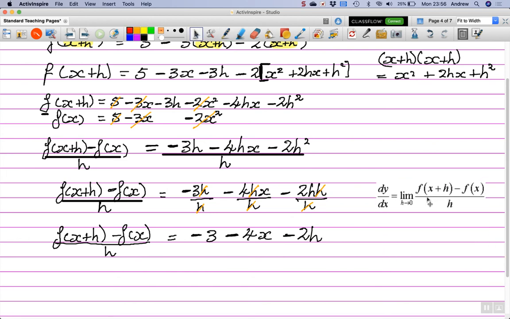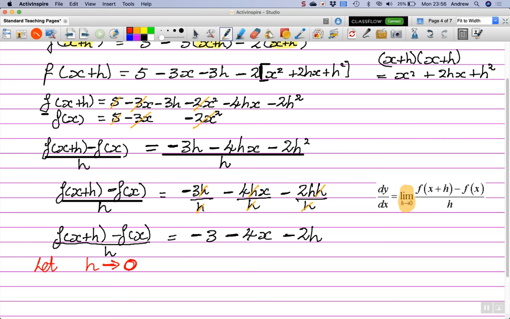Now the formula, I've got a copy of the formula here. We're down to the very, very last bit now, and the very, very last bit asks us to take the limit as h tends to 0. So we're going to let h tend to 0. You must have that line in. If you don't, you will lose 3 marks.